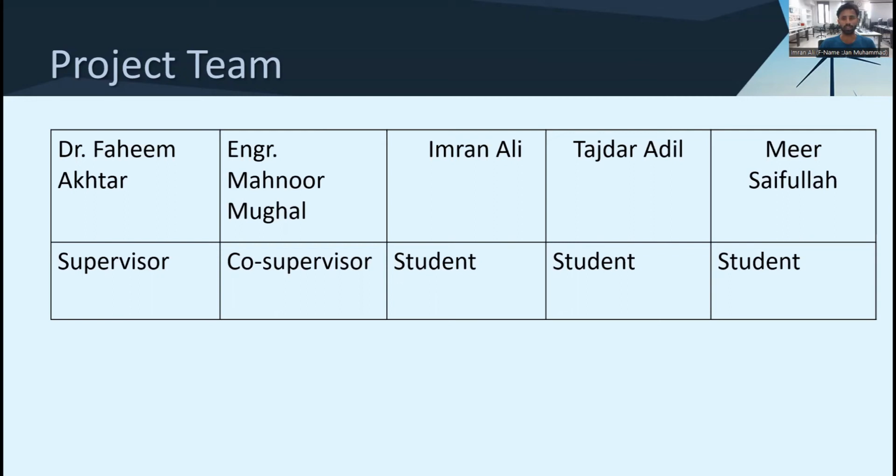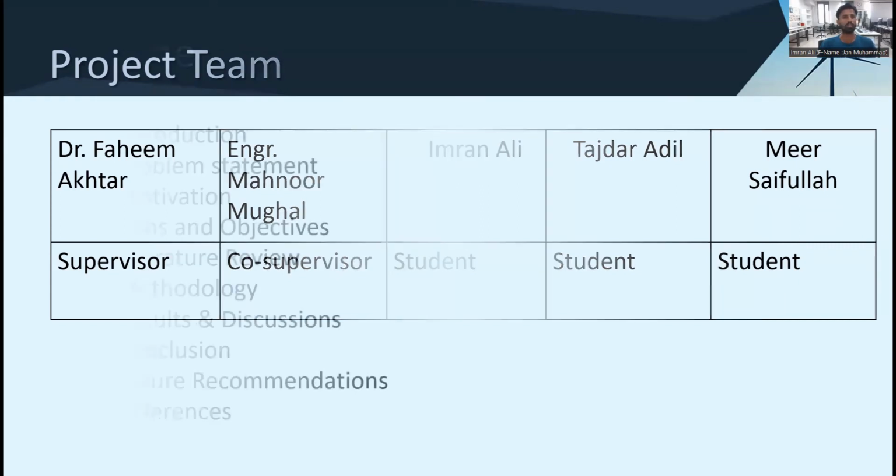We are going to present our final year project, which is titled PV-based DC to AC inverter design for home using MATLAB, using LabVIEW and NI Multisim. This project has been supervised by Dr. Fahim Akhtar Chachad, HOD Electrical Engineering Department, Kharabi University, and co-supervised by Engineer Mahmood Mughal. We are 3 students in our team: Imran Ali, Tajar Adil, and Saifullah.